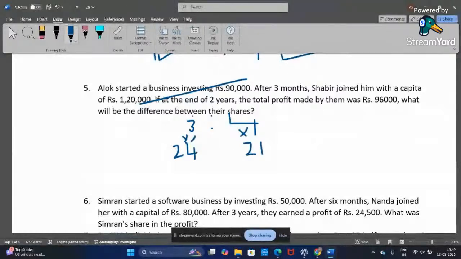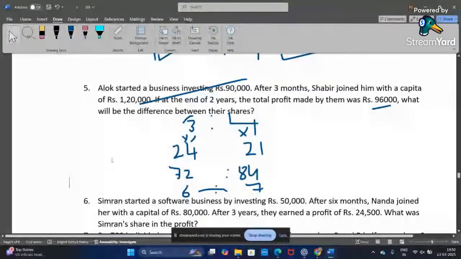First, what we have to do is multiply 3 with 24 and 4 with 21. So we'll get 72 and 84. Right. Then we need to further simplify this. The ratio will be 6:7. Then we need to add the ratio and divide with it, and then multiply the ratio with the divided answer. Okay. This is how we need to find the answer.